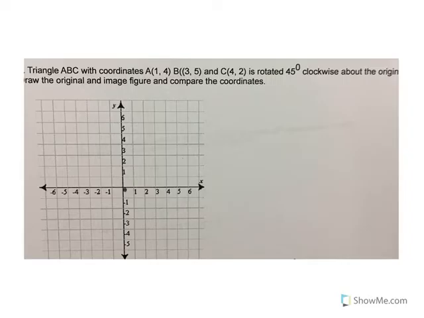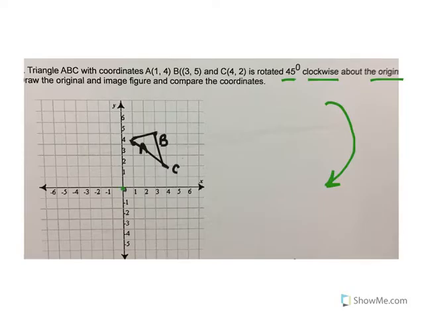Let's try this one. Triangle ABC with coordinates A, B, and C, so let's plot those, is rotated 45 degrees, so 45 degrees clockwise, about the origin. So we plotted our points. And look at the key information in the problem. It says, is rotated 45 degrees clockwise. So which direction is clockwise? It's going to be this way, right? About the origin. So the origin will be our center.